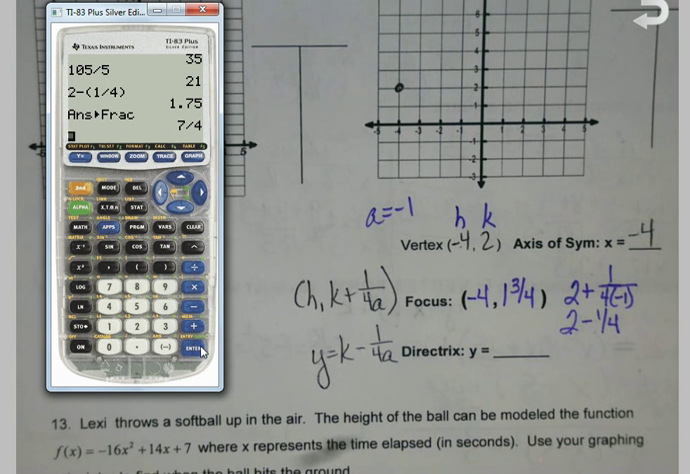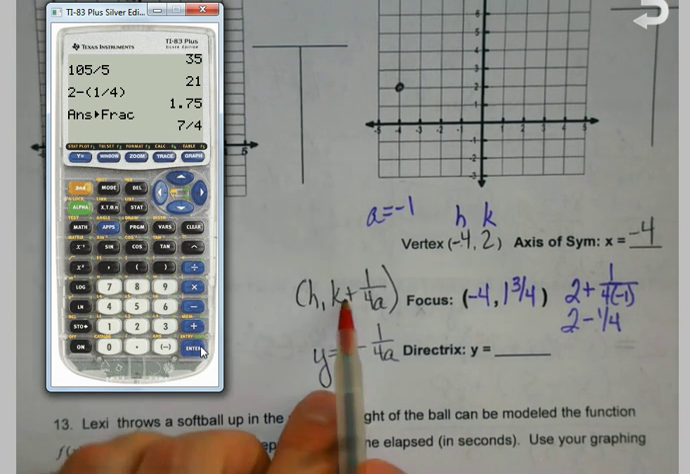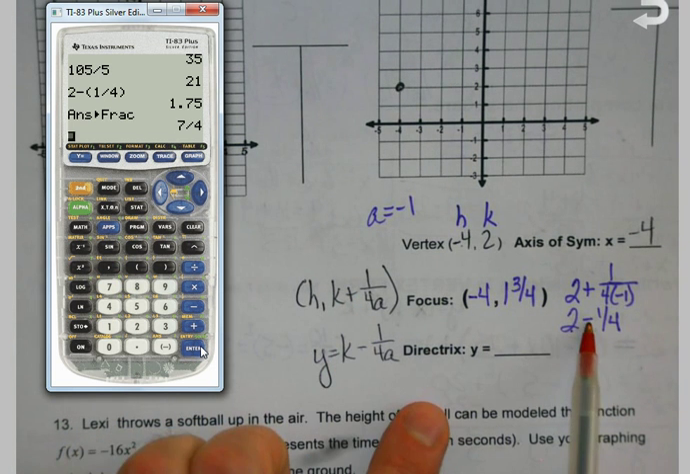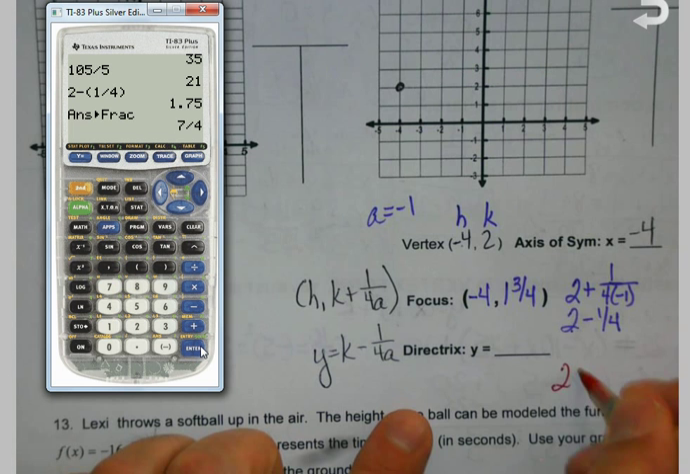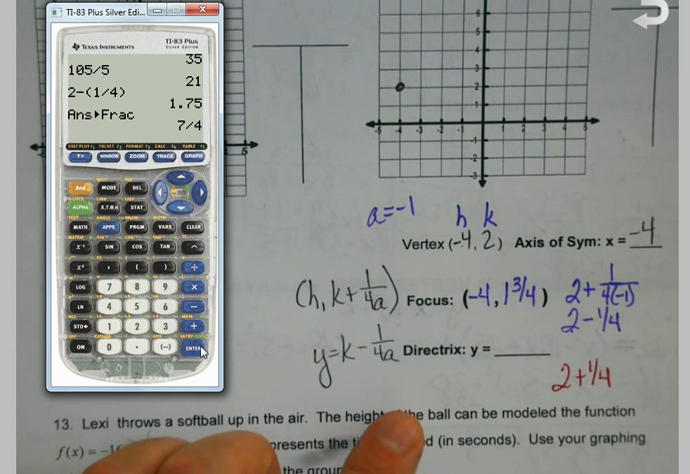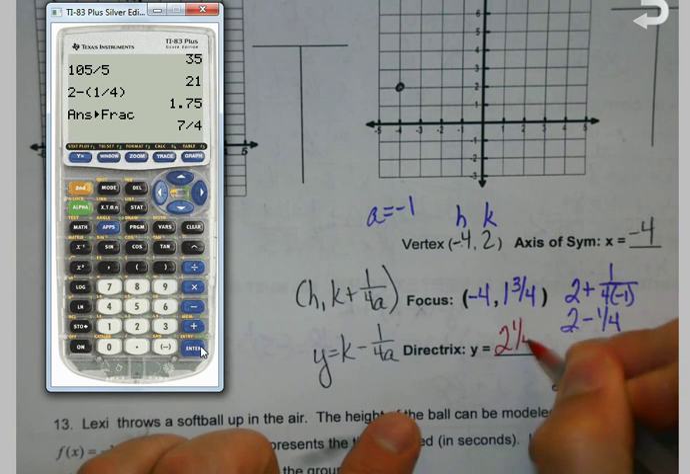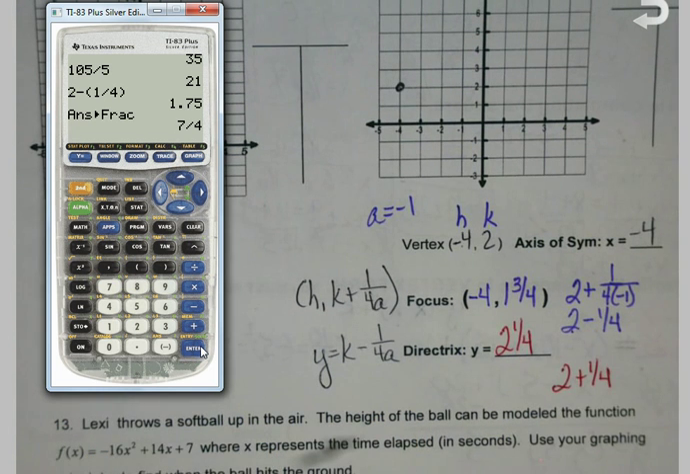And then directrix, notice the only difference is just the sign switch. So instead of it being 2 minus 1/4, it'll be 2 plus 1/4. I don't really have to do all the other calculating again. And again, 2.25, 2 1/4. I'm good with all of those.